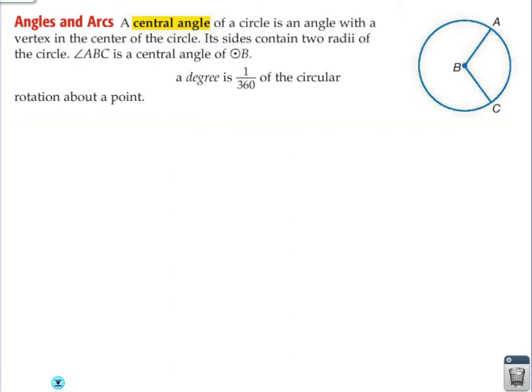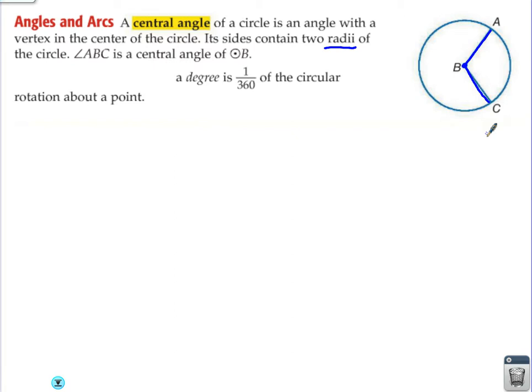Angles and arcs. A central angle. A central angle of a circle is an angle with a vertex that's at the center. There's the vertex of that angle. Its sides contain 2 radii, and radii is the plural for radius. Its sides contain 2 radii of the circle, so angle ABC here is a central angle because it's comprised of 2 radii, and its vertex is the center of the circle.